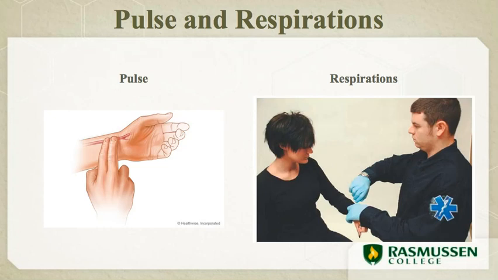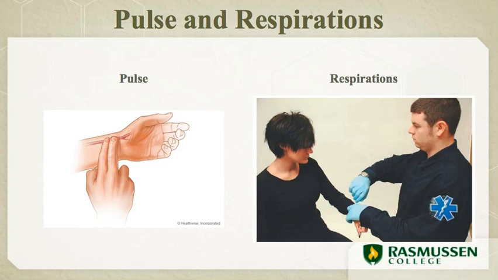With respirations, this is the act of breathing, and it is the process of one inhalation and one exhalation. So in and out is 1 and not 2. The respiratory rate indicates how well oxygen is being provided to the tissues of your body. Respiration should be taken at the same time as a pulse so that the patient does not alter their breathing pattern. The average adult respiration rate is 12 to 20 breaths per minute.